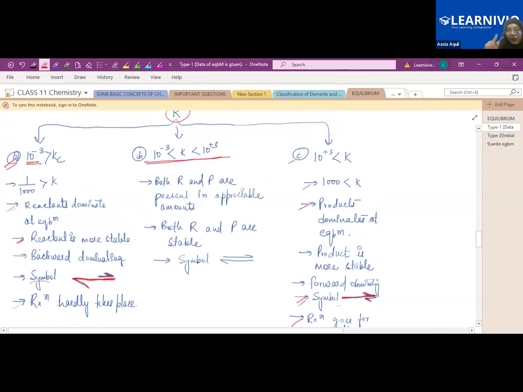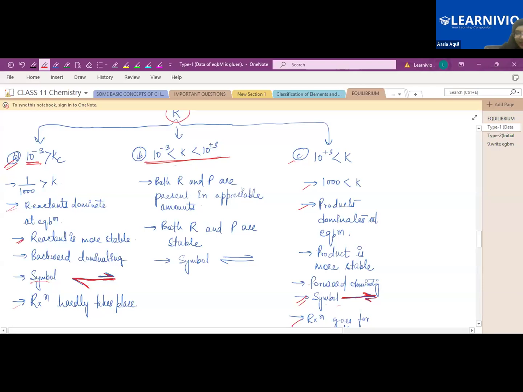So the value of K is very important, right? The value of the equilibrium constant is very important. It will help you to predict the extent of reaction, which one is more dominating, which one is more stable, and it will represent in which direction the reaction will shift, forward direction or the backward direction, right?